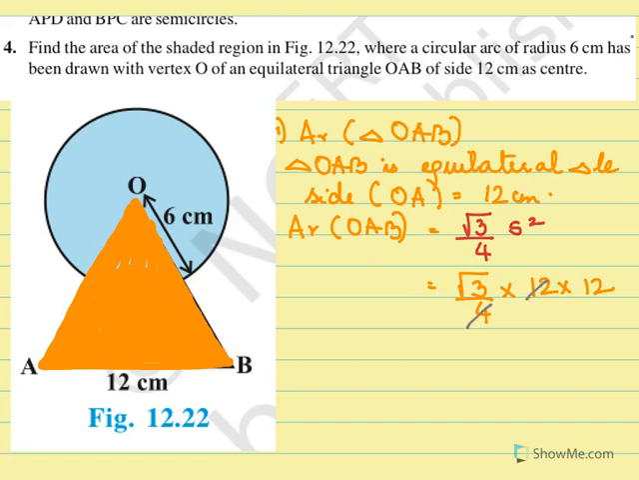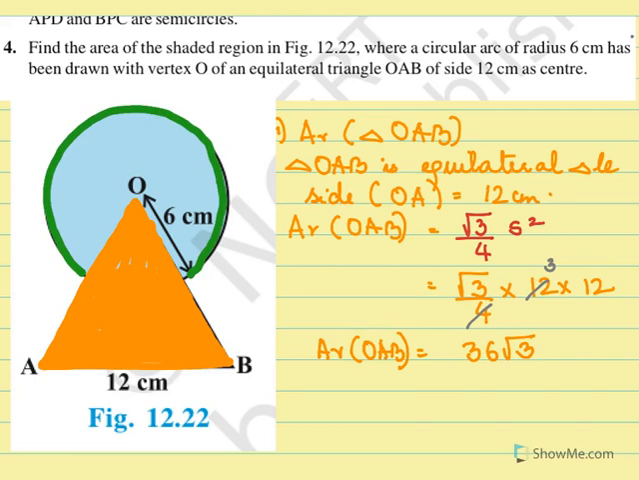We cancel this, this becomes 3. And now when you multiply, you will get 36 √3 as the area of triangle OAB. Now we also have to find the area of this major sector and then add both of them. So next we're going to find the area of this major sector.